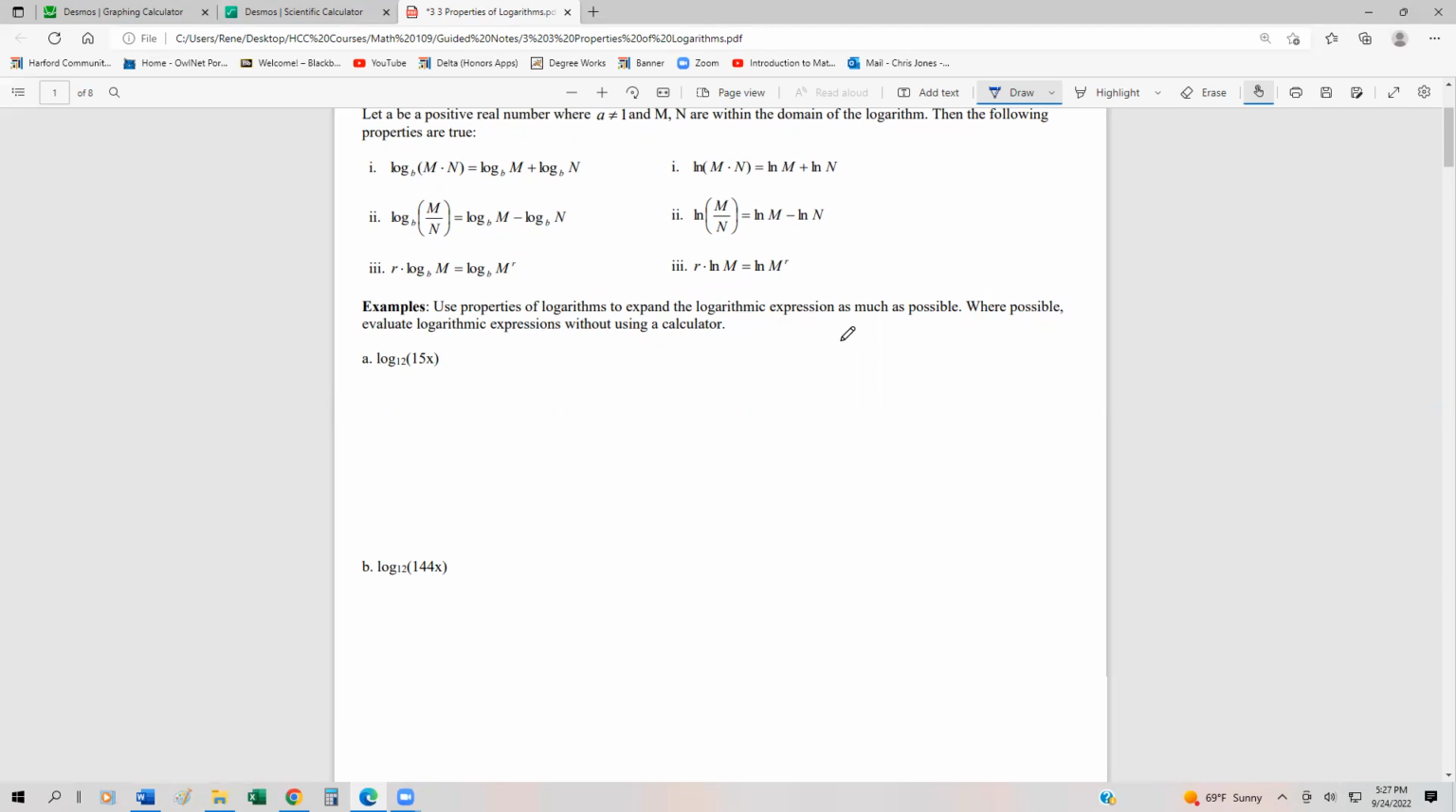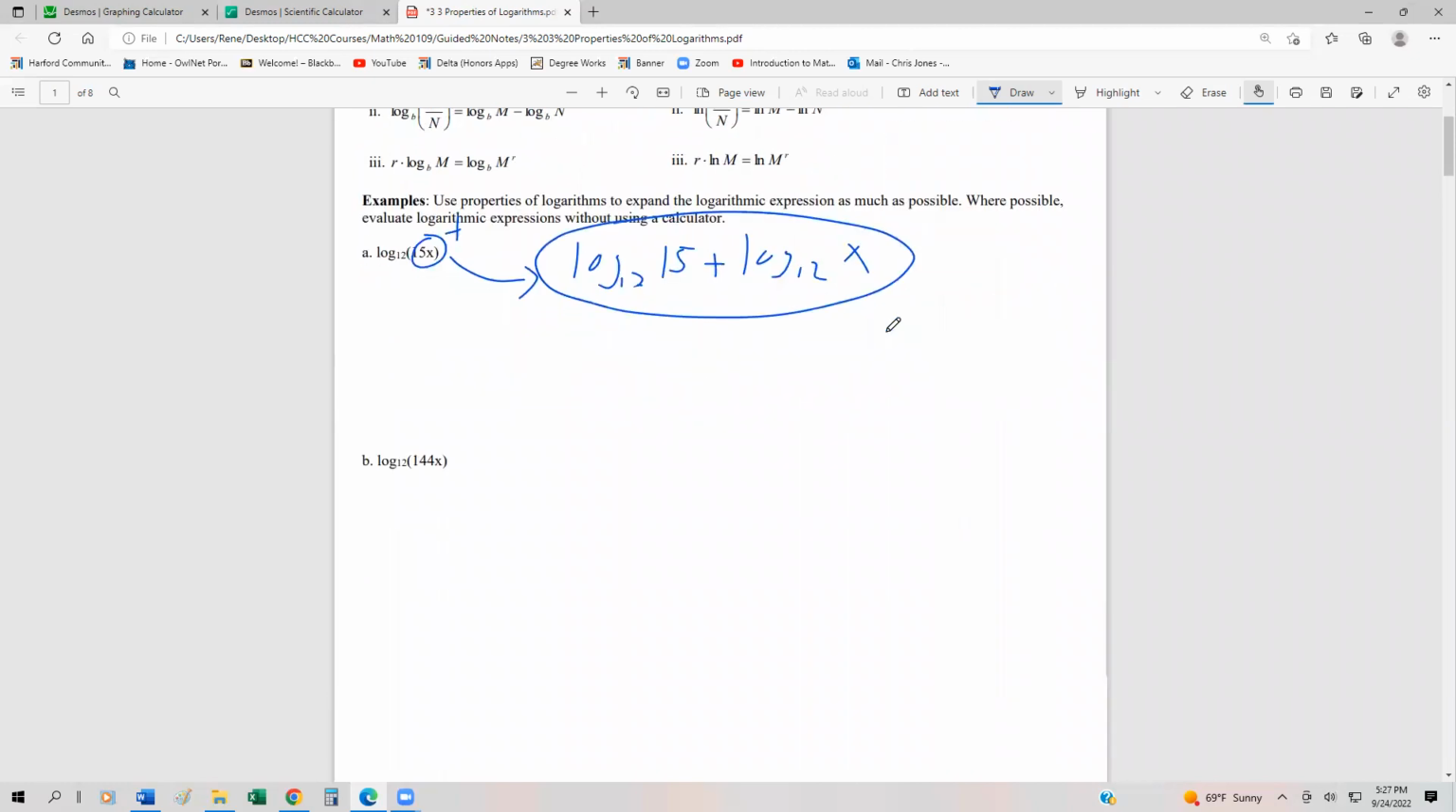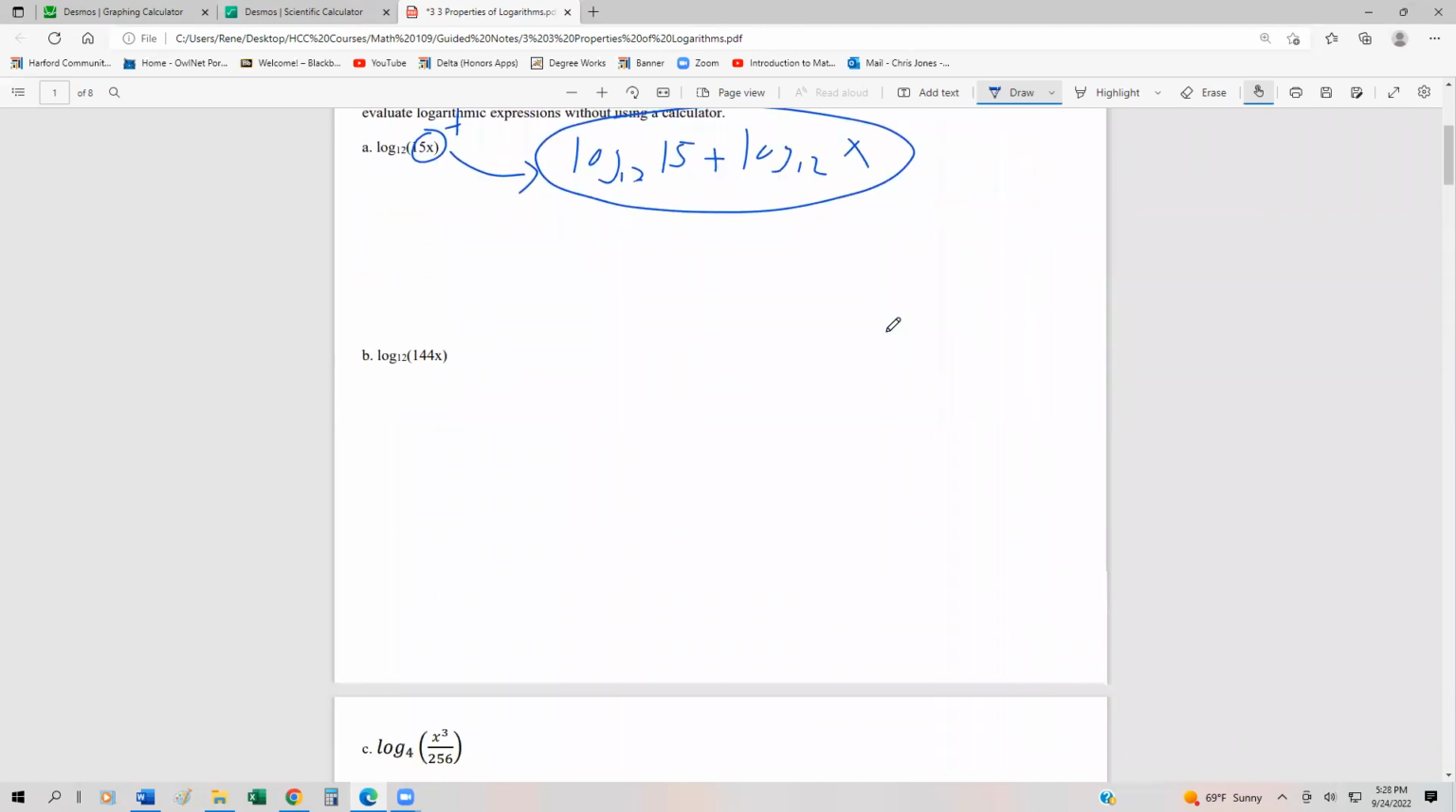All right, so there were a couple really easy ones to start. Log base 12 of 15x. Notice it's being multiplied, so that means we're going to turn it into two logs and then sum. So we can write this as log base 12 of 15 plus log base 12 of x. And that's literally all we have to do to implement that rule. Almost the exact same problem, except this time we have a 144. So we're going to have log base 12 of 144, and again, being multiplied, we're going to add, plus log base 12 of x.